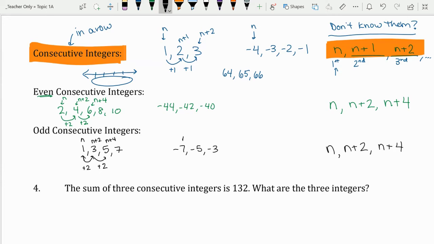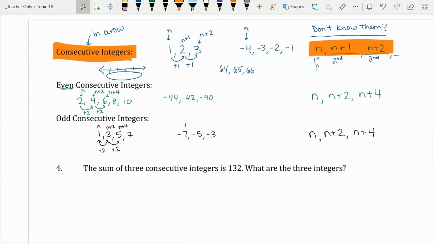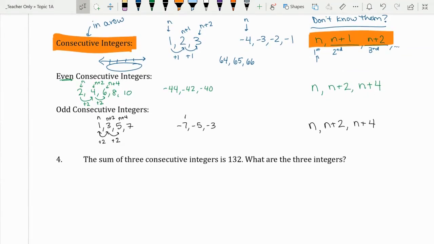Now, this looks like a lot, so let's go ahead and dive into some problems so we can see this in action. So I'm going to scroll out a little bit, zoom out so that you can see all of our notes here and how it applies now to this problem.